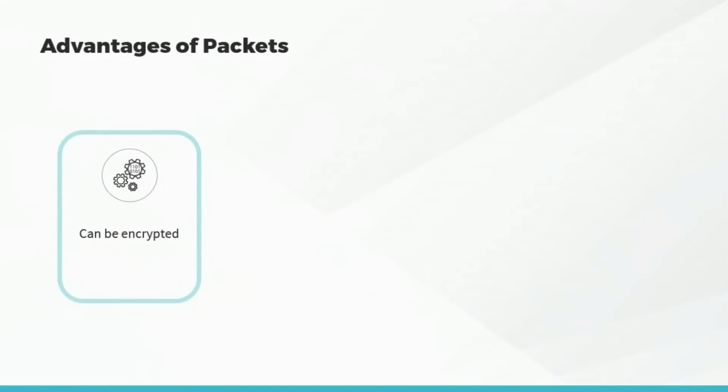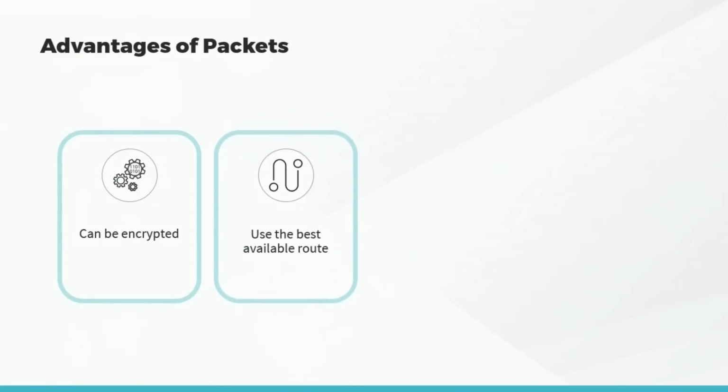And finally, some other advantages include the fact that packets can be encrypted. So if we need to send secure information, encryption can be applied so that if packets are intercepted, they're in an unreadable format to anyone other than the intended recipient. And as mentioned, routers are responsible for making the choice in terms of how to get the packets from point A to point B.